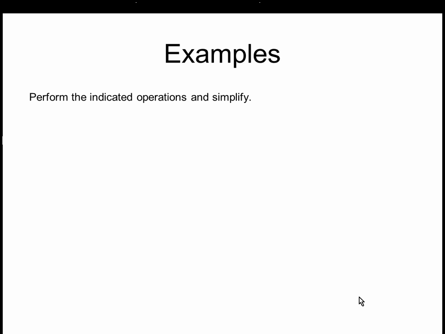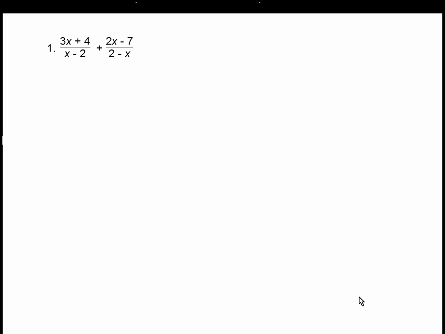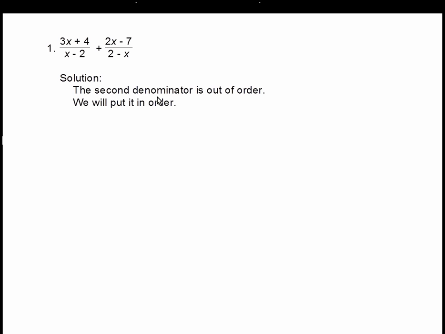Again, let's go back and pick on that x minus 2 and 2 minus x business. So I've got 3x plus 4 over x minus 2 plus 2x minus 7 over 2 minus x. It's like the denominators are almost alike. So this is the one that's out of order. Remember, when we write a polynomial, we want to have the variable terms before the constant term. So the second denominator, 2 minus x, is out of order. So we will put it in order. We're just going to write it as x minus 2.